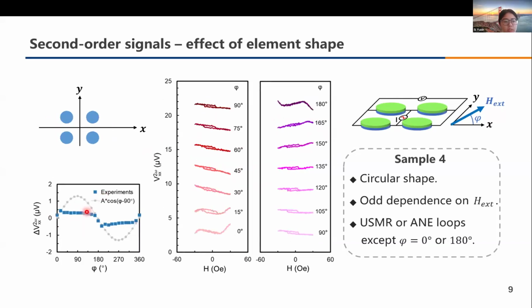And to further investigate the effects of the shape anisotropy, we fabricated sample 4, which consists of 4 circular elements. And due to the small size of sample 4, the hysteresis loops are significantly reduced, and the loop disappears at angles near 0 and 180 degrees.